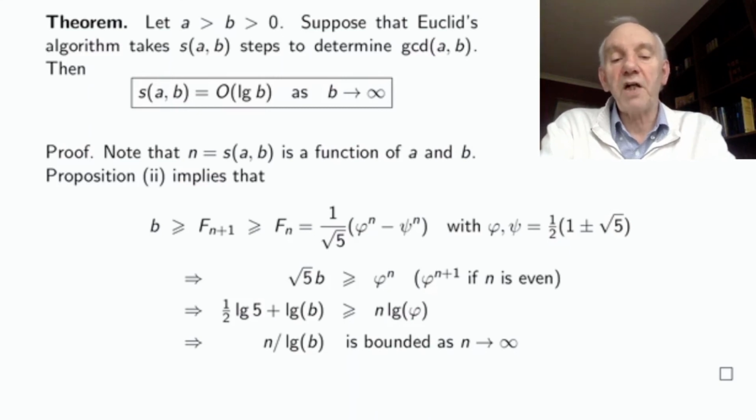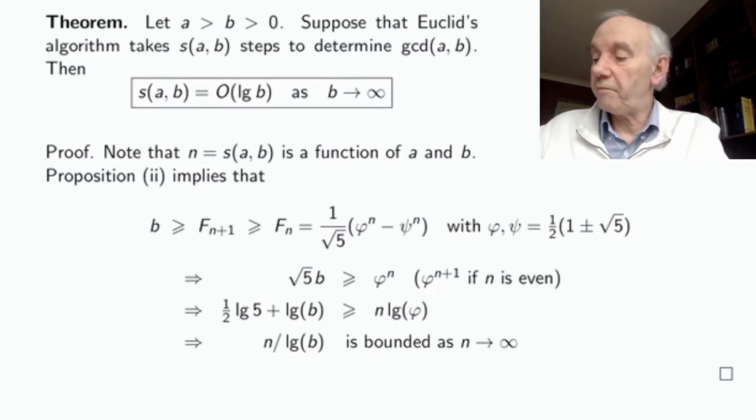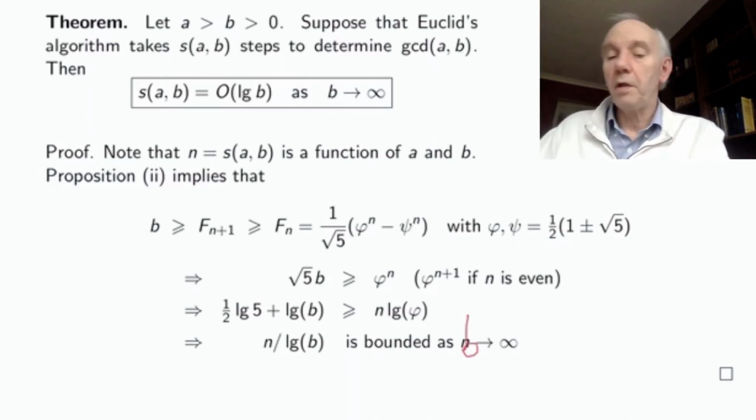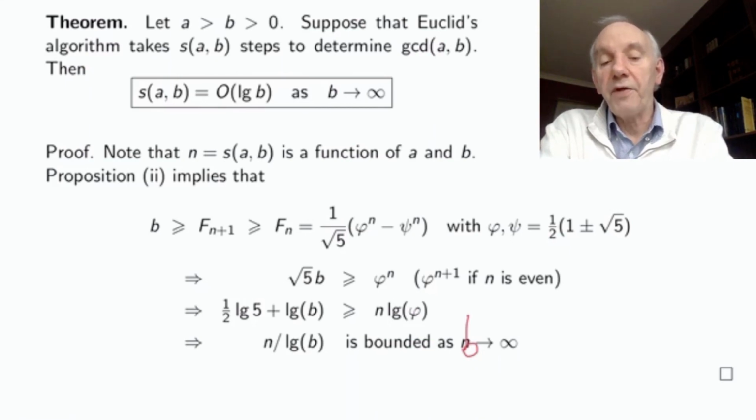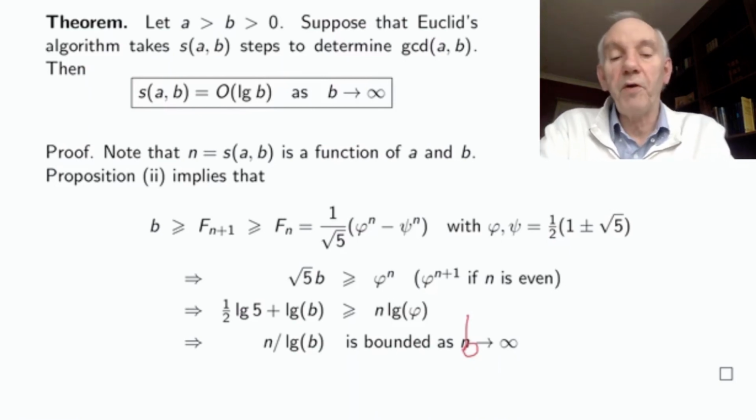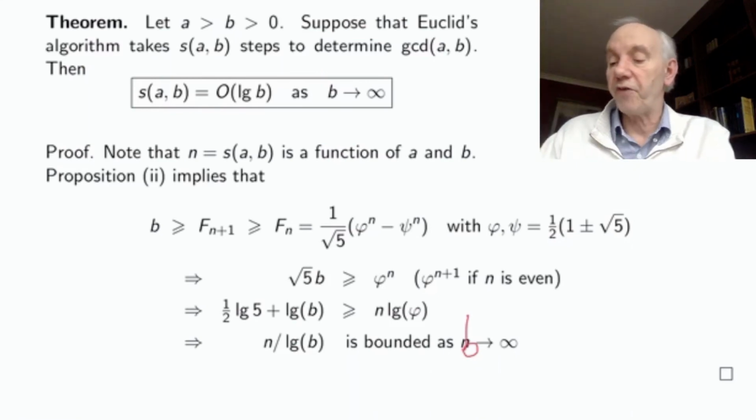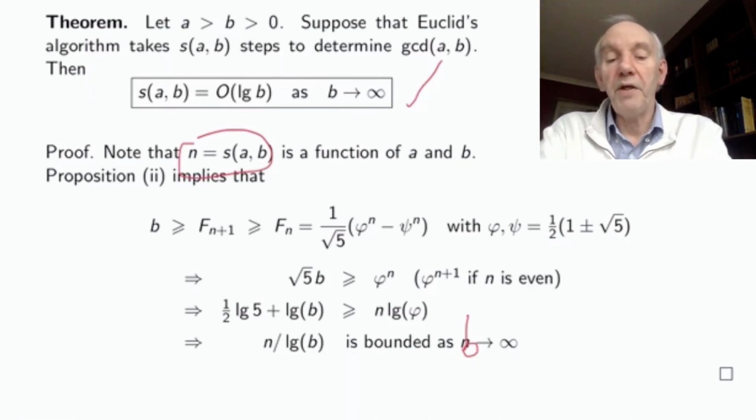So if you divide both sides by log b, you see that as b goes to infinity, I think there should be a b here. If b goes to infinity, really any constant over log b goes to 0. And what we discover is that n divided by log b is bounded by some constant, which we could even estimate, but I'm not going to bother. So n over log b, but n is s of a, b, so that gives the theorem. That's what big O means. n over log b is bounded as b gets larger.